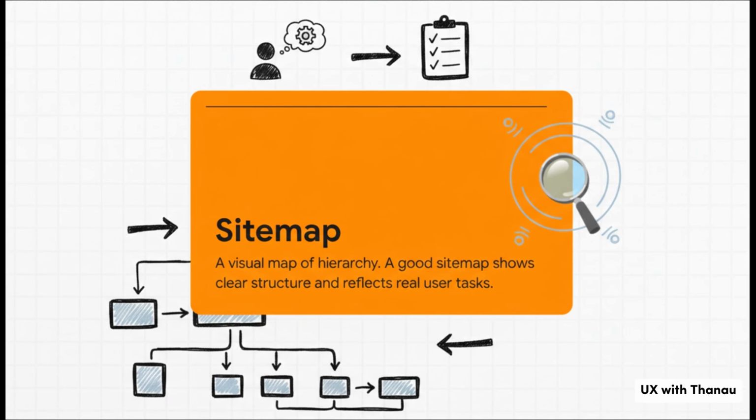The sitemap, then, is the visual version of that IA. It's basically the map of your entire digital space. And a great sitemap is clean, it shows a clear hierarchy, and, this is so important, it's built around the things users actually want to do.